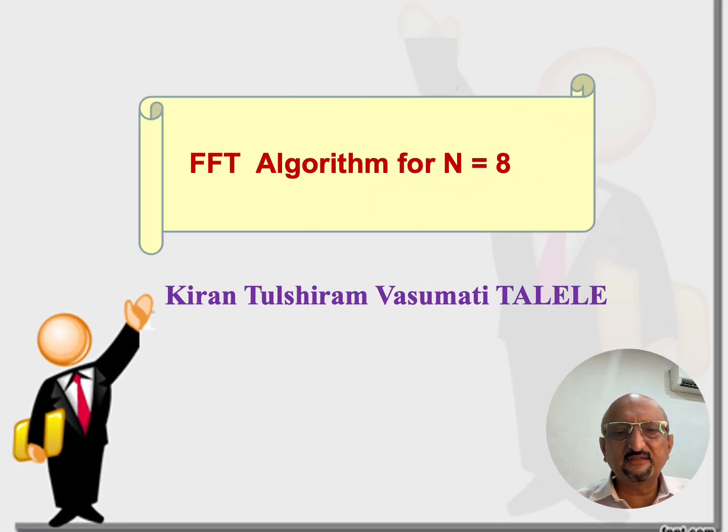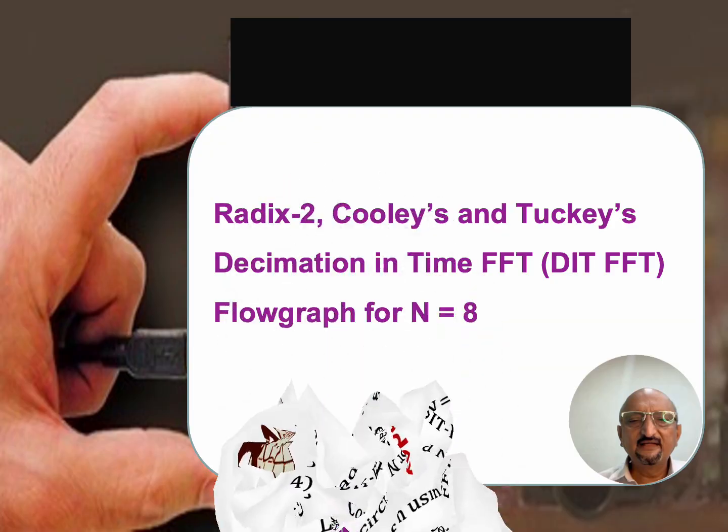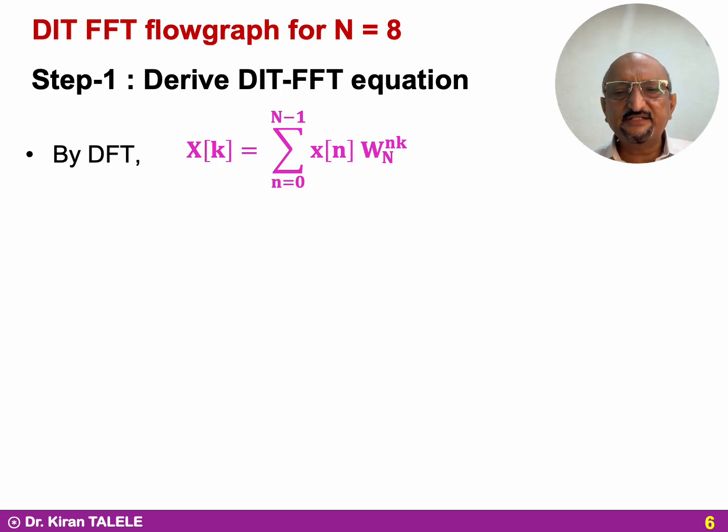In this session, we will discuss the FFT algorithm for N equal to 8. Radix-2 Cooley-Tukey's decimation in time fast Fourier transform, that is DIT-FFT, flow graph for N equal to 8. So the derivation of this flow graph is always a two-step procedure. First step is to derive the DIT-FFT equation and second step is to derive the DIT-FFT flow graph.